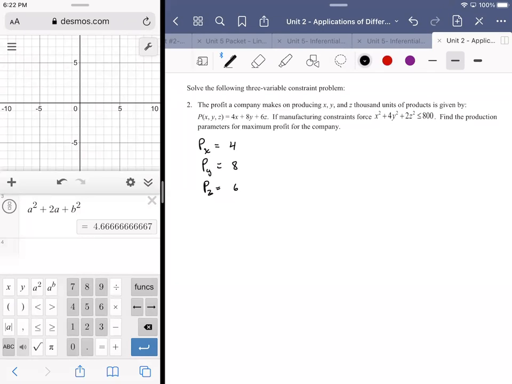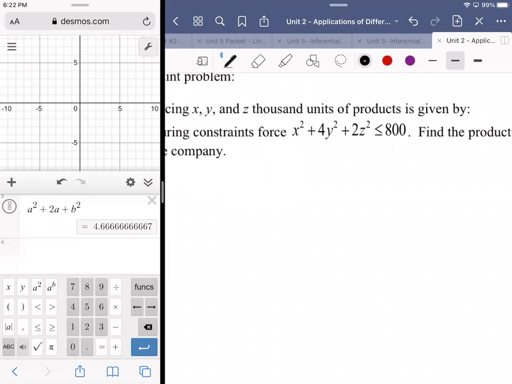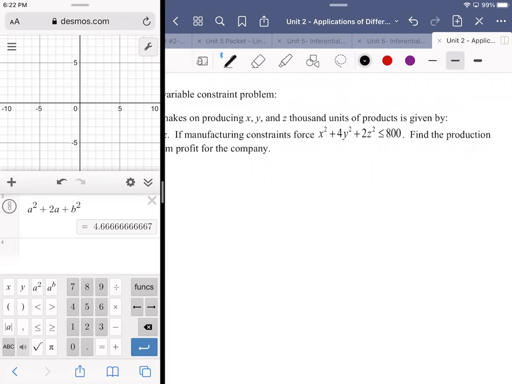So in this case, I only care about the surface. I don't care about the substance. It's kind of the opposite of not judging a book by its cover. All we want is the cover. We want surface, not substance. So x squared plus 4y squared plus 2z squared is going to be equal to 800. That gives us the surface itself.